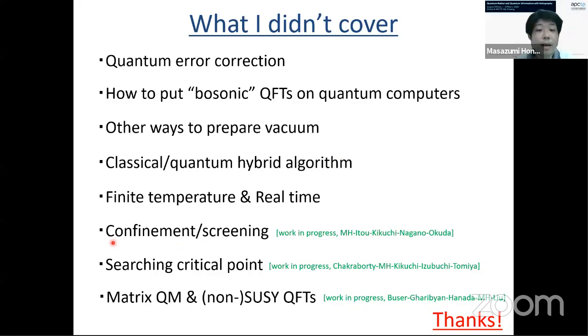And now I'm studying the problem of confinement and screening in the Schwinger model with these collaborators. And I'm also searching for the critical point of the Schwinger model at theta equal pi with the same collaborators. And I'm also writing a paper on implementing quantum simulation in matrix quantum field theory and some supersymmetric quantum field theories with these collaborators.